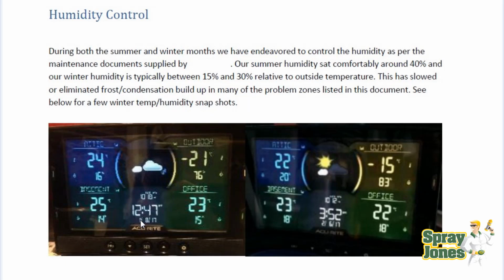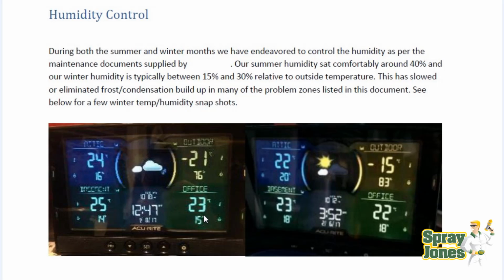So here he's got January the 8th, 2017. It's minus 21 degrees Celsius outside. It's 76% relative humidity. His office temperature at the sensor on the second floor is 23 degrees, and they have it at 15%.